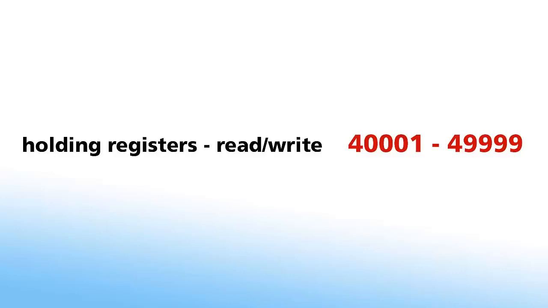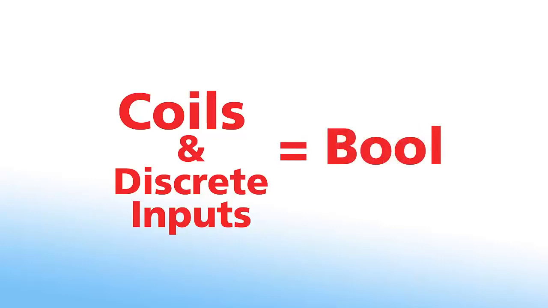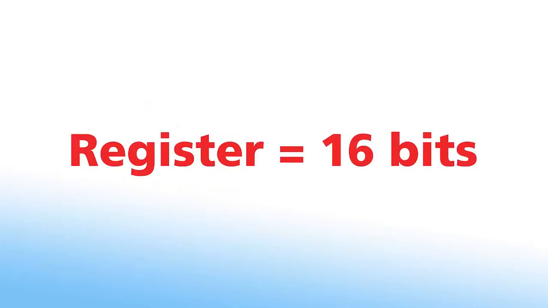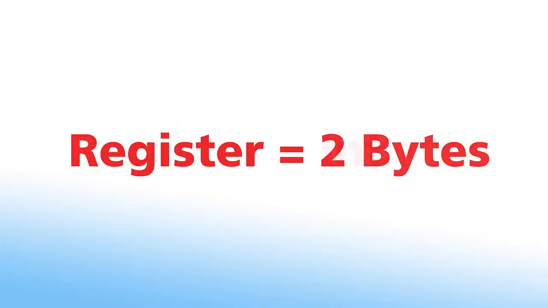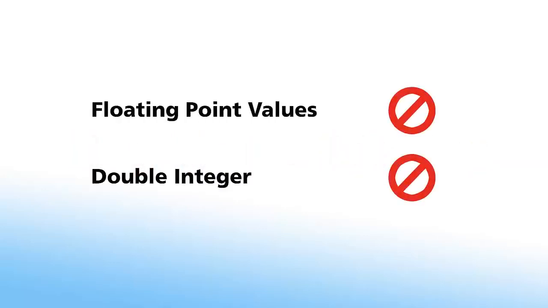At this point, it might be helpful to explain the terms used for data types in Modbus. Coils and discrete inputs are the Modbus vernacular for one bit of data, or, in Rockwell terms, a bool, basically on or off. A register is the term for one word, or 16 bits, or 2 bytes, of data, or in Rockwell terms, an int. There are no registers for floats or double integers, although they can be sent by dividing them into 2 registers.